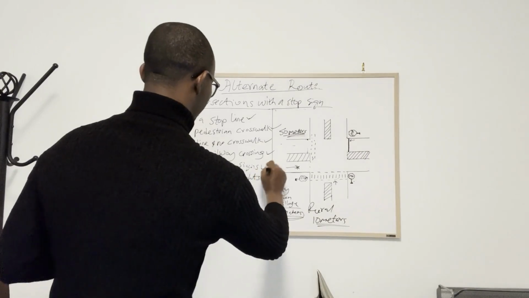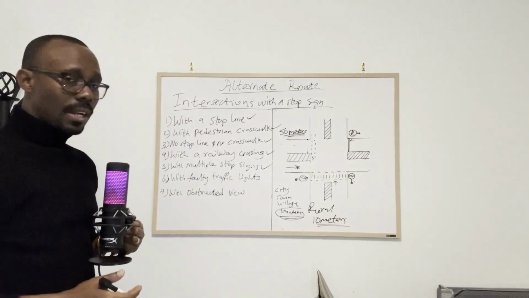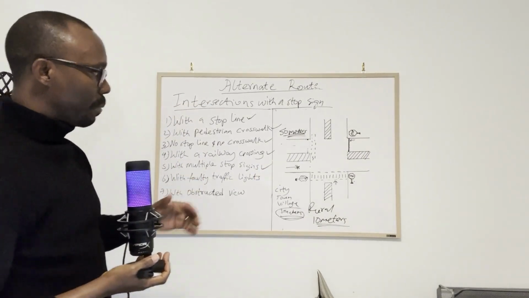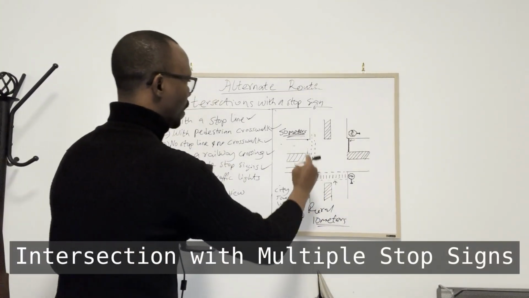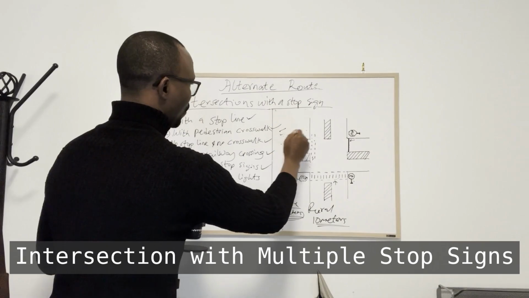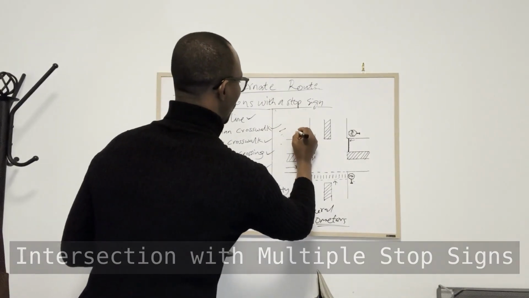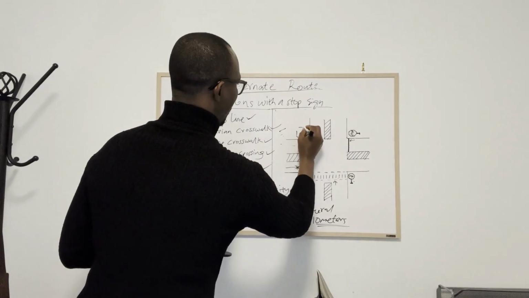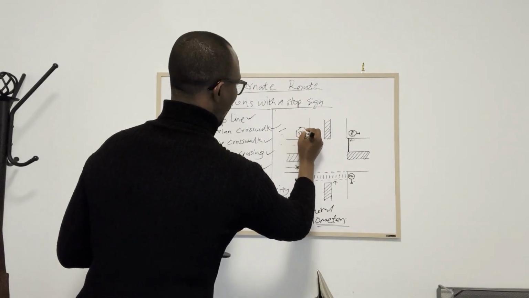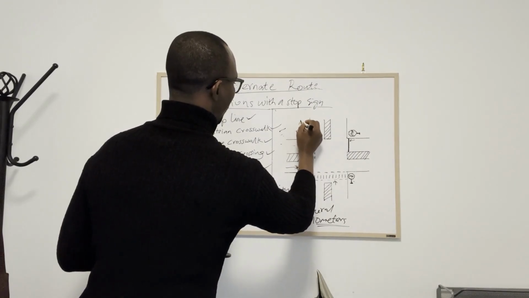Let's move on now to the fifth type of intersection, which is an intersection with multiple stop signs. Like this one, there's a stop sign here, there's a stop sign here, there's a stop sign here. In fact, let's put another stop sign here. So we'll have a four-way stop. This is a very popular type of intersection here. So you have a four-way stop, right?